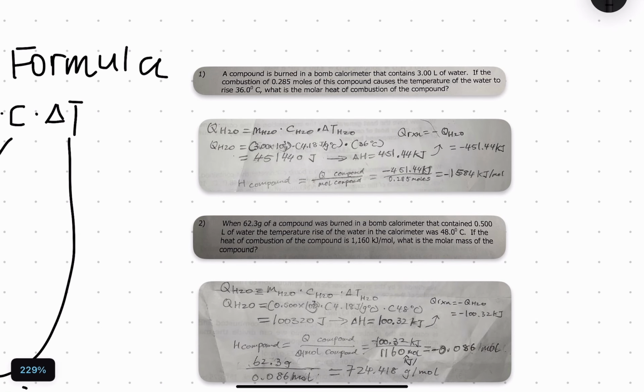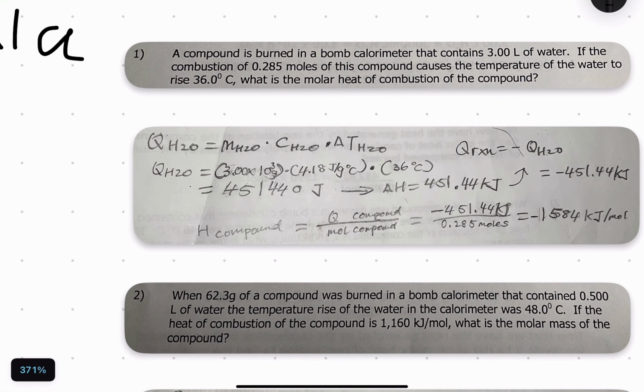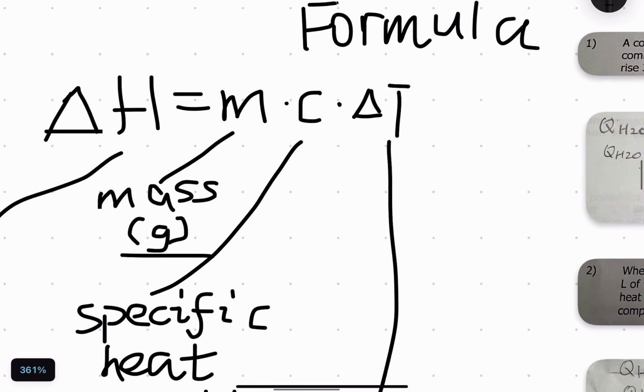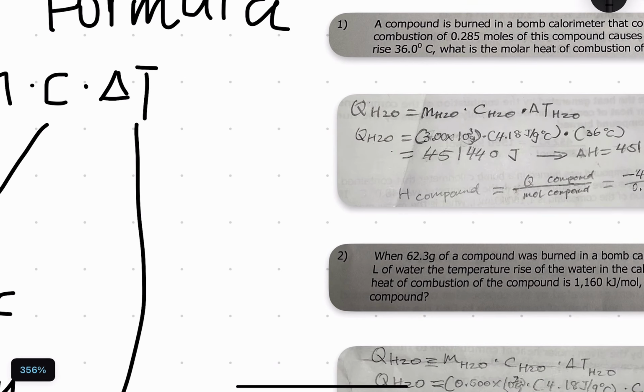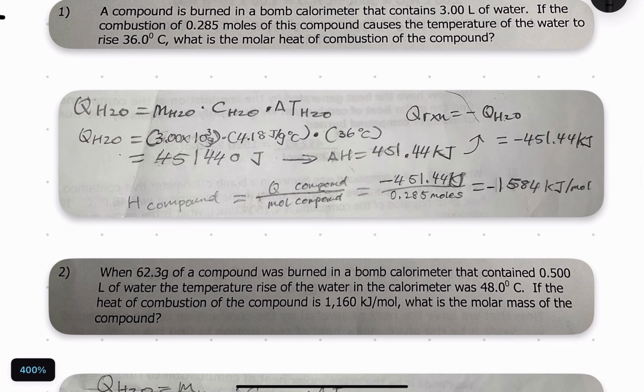Now we're gonna get to a couple of practices in order for us to get a better understanding. The first question is asking about the molar heat of combustion of the reaction. First things first, since we already know the formula, delta H equals M multiplied by C multiplied by delta T, here we can have Q H2O equals M H2O multiplied by C H2O multiplied by delta T H2O.